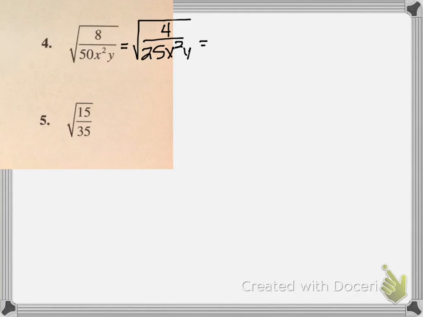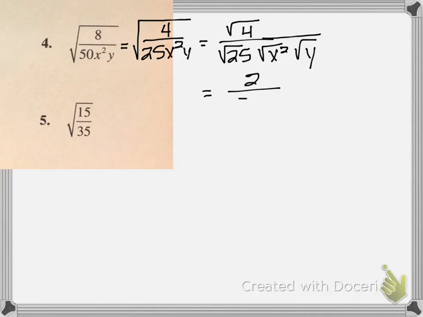Now I'm going to give everything its own square root, and you can do this, like I said, a lot of different ways. I like to do this. I'm a visual learner, and if I give everything its own little square root, it's easier for me to see what I can and cannot take the square root of. So now I'm left with, well, the square root of 4 is 2, the square root of 25 is 5, the square root of x squared is x, and then I have square root y. So all of a sudden this problem has become much simpler.